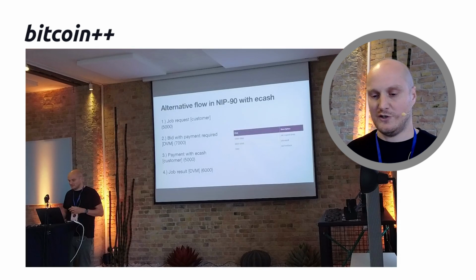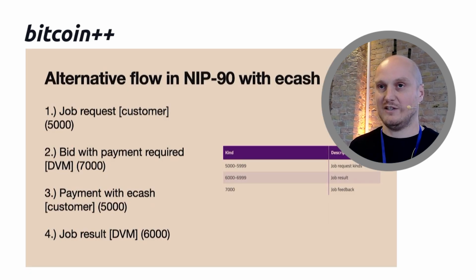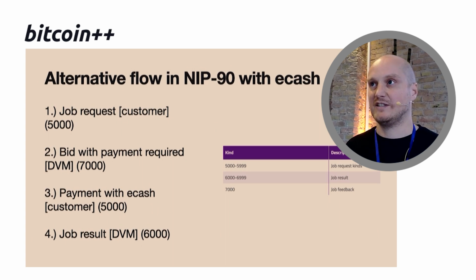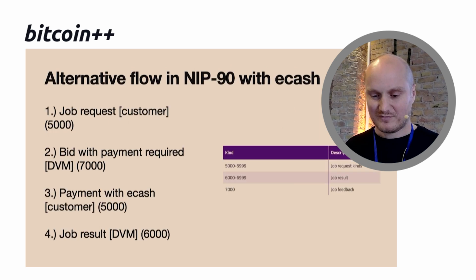So the alternative flow that I'm going to show you in a second works a little bit like this. The customer requests a job, which in Nostr is an event of kind 5000, and then the data vending machine bids on the job with a payment required response. The payment comes, the customer pays with ecash. Okay, and I only have 1 minute, so I'm going to speed this up and go straight to the demo. The final step anyhow would have been the job result.